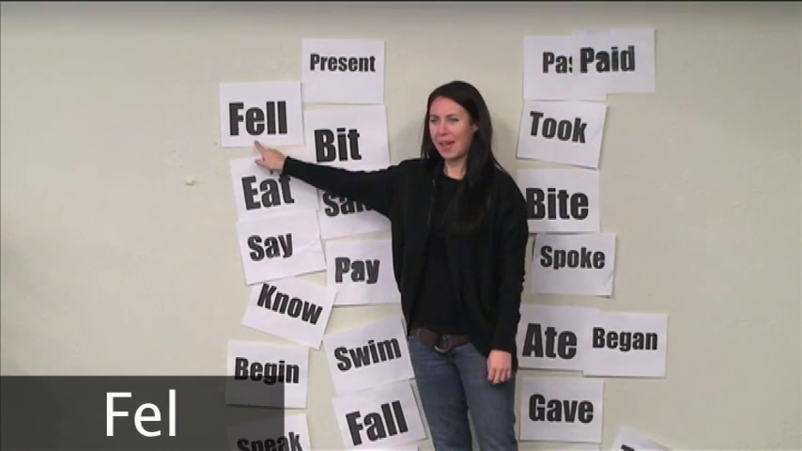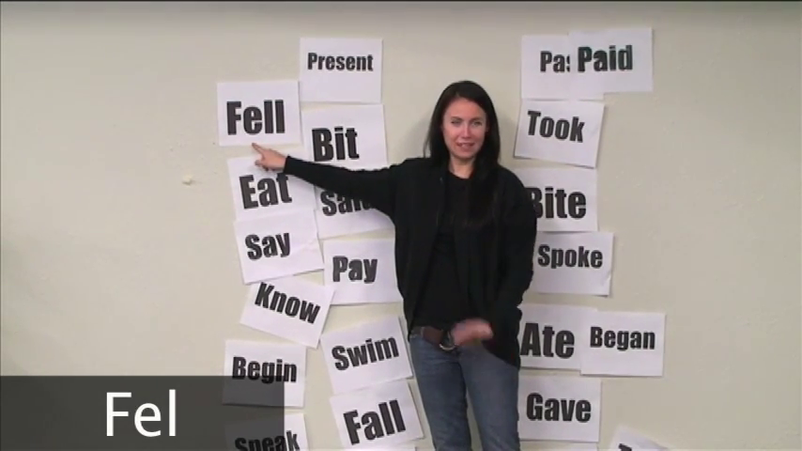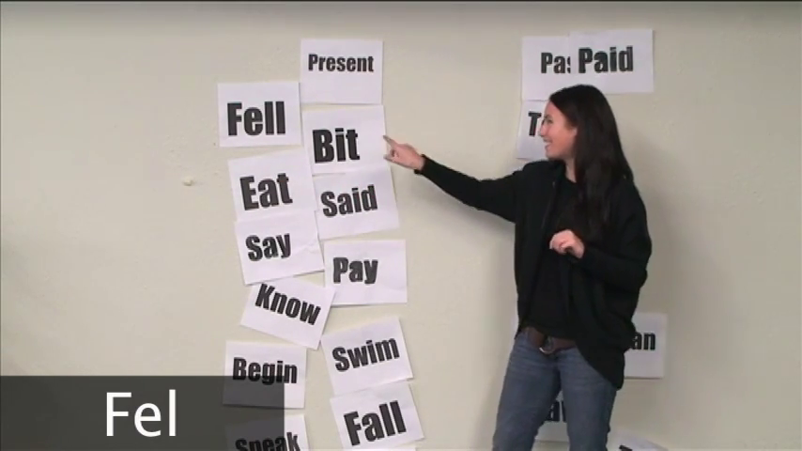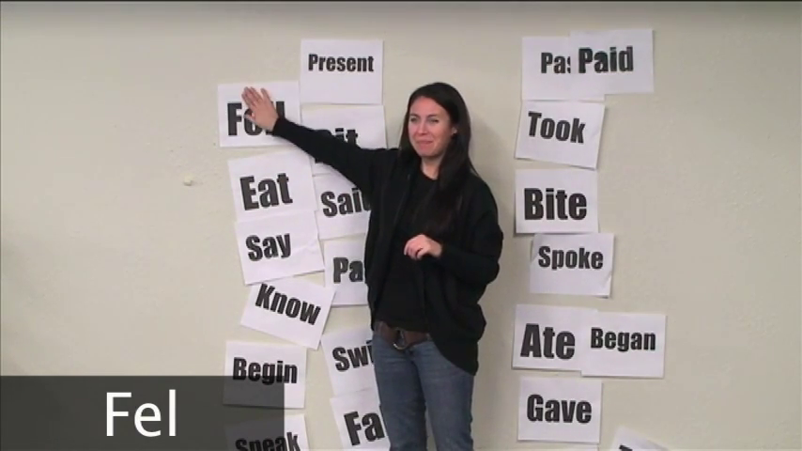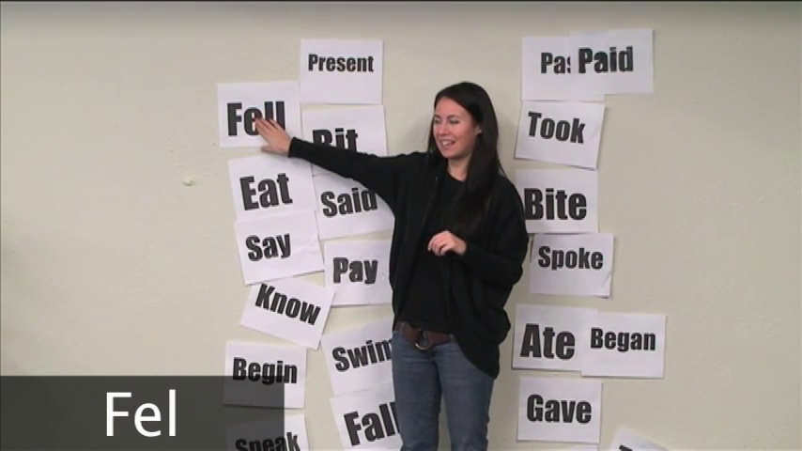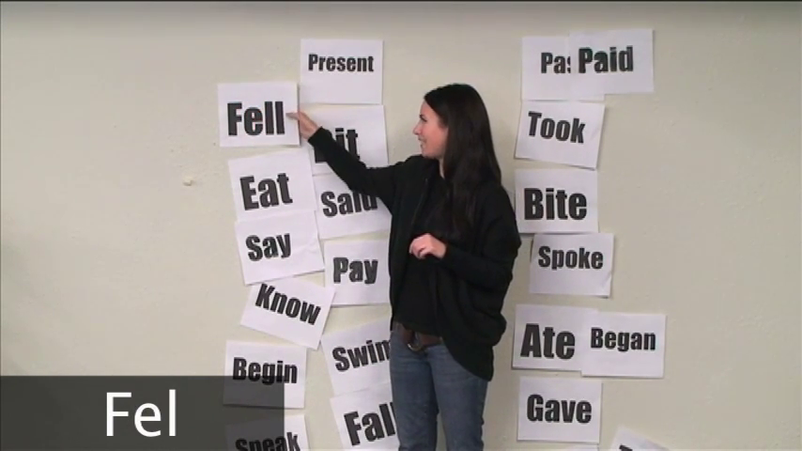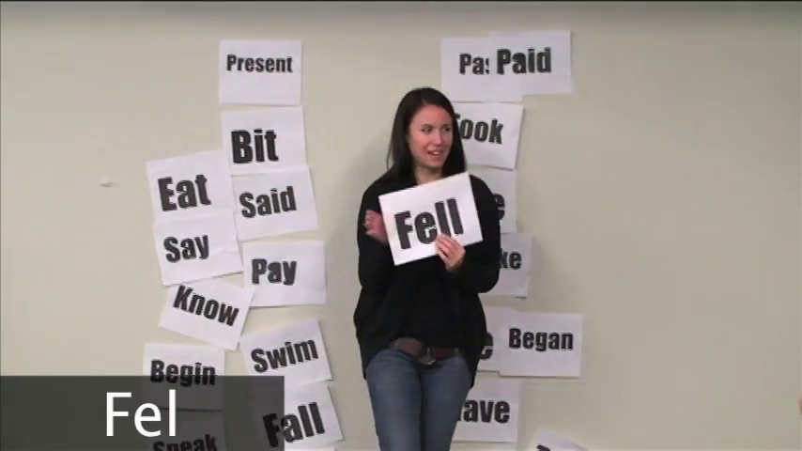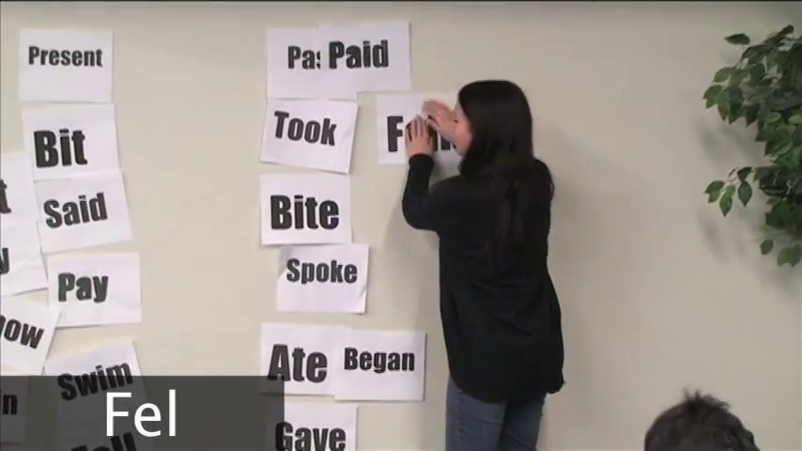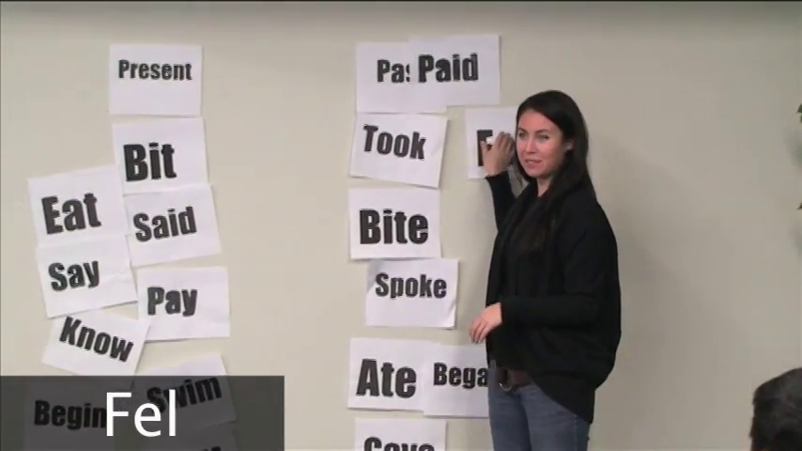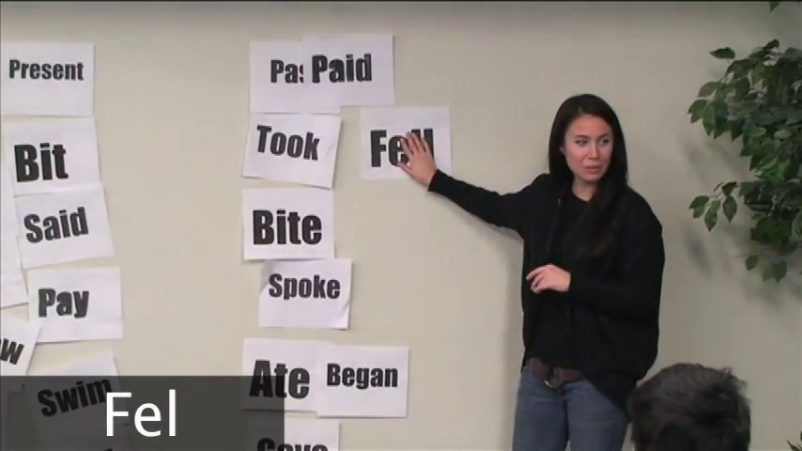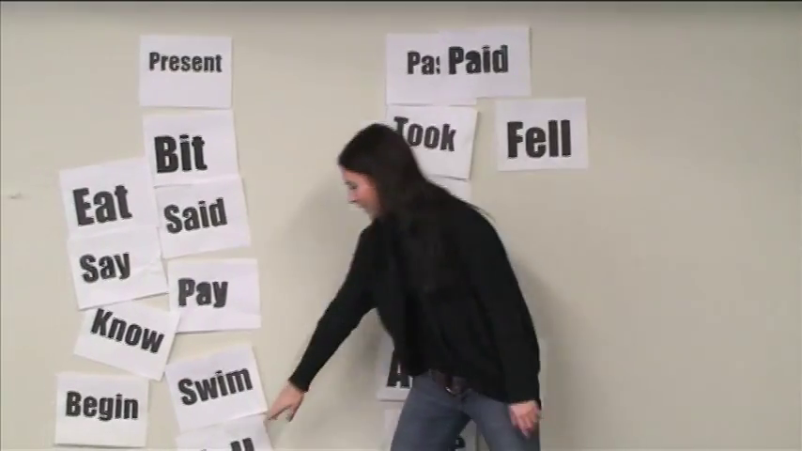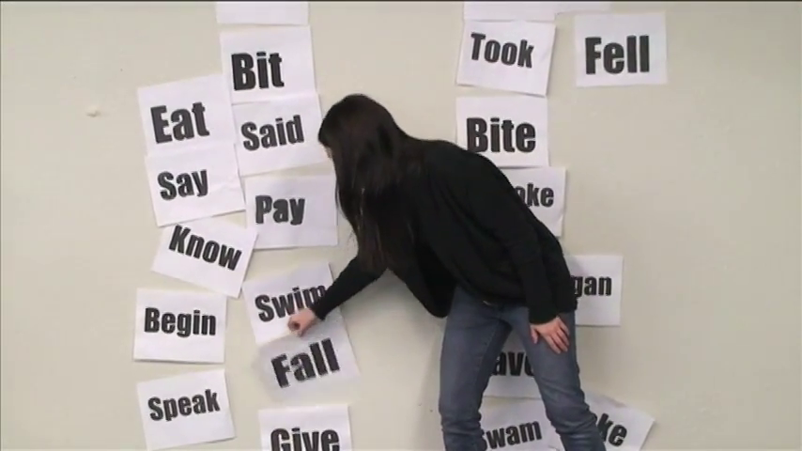Fell. How many people think that was in the right spot? Hands up. Okay, this one, fell. If I say fell, this one's in the past. This one goes over here. He fell down the stairs. If you know that this one's in the past, which one do you think's the present of this one? Fall. Fall, yeah, and it's right here. This is the present. This one's right.